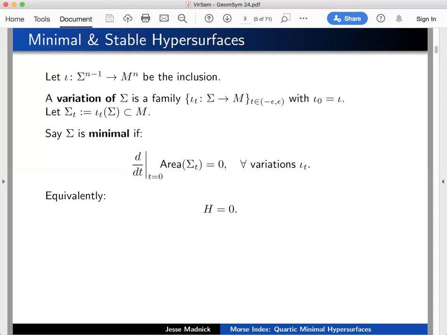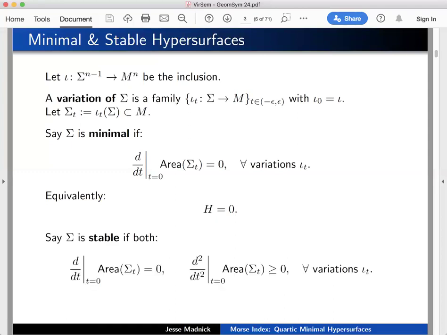This is a variational condition. And you might wonder, how do you actually work with this variational condition? Well, working with a critical point of a functional is equivalent to working with the Euler-Lagrange equations of that functional. And in this case, the Euler-Lagrange equations are exactly the condition that the mean curvature vanishes. So that's a second order PDE. Being minimal is equivalent to the mean curvature vanishing.